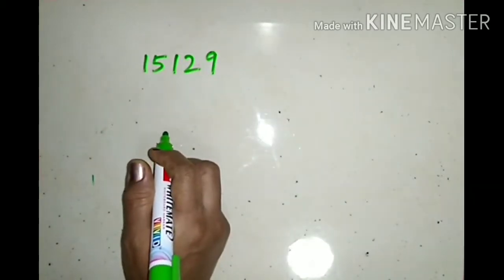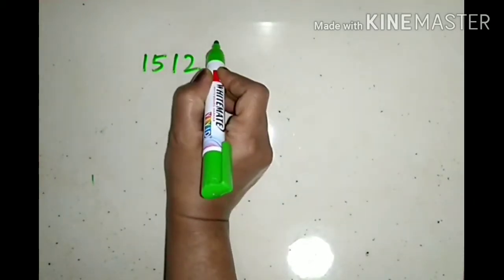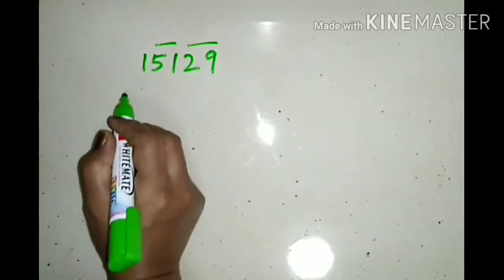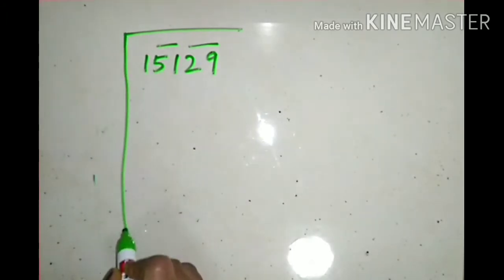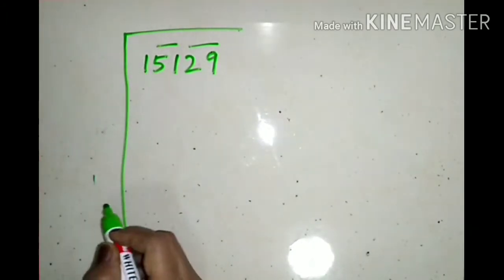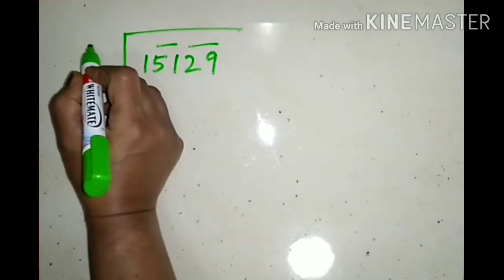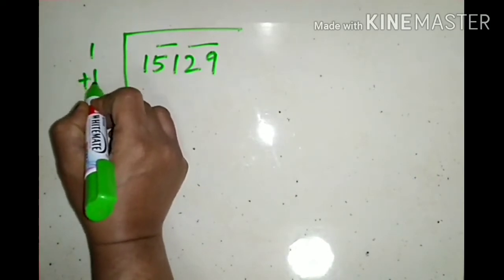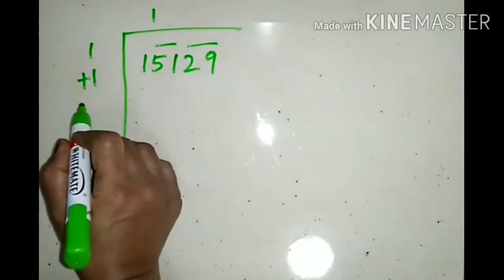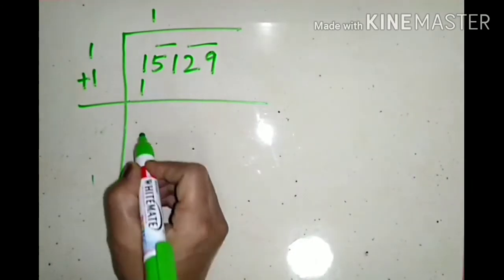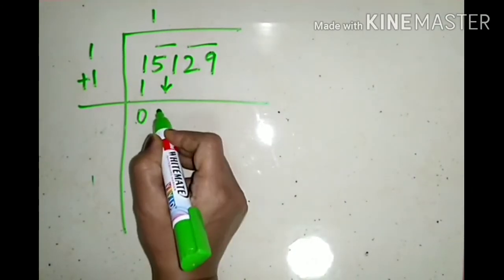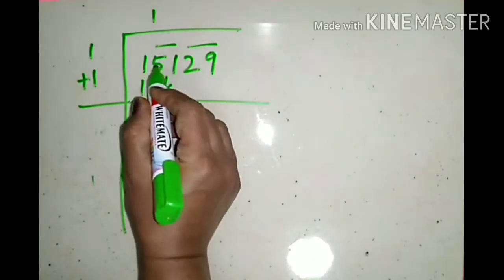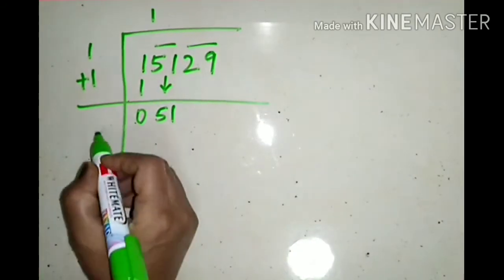Third sum, 15129. We'll make pairs from right to left. 1 is left alone. For 1 we will use 1 ones are 1. 1 plus 1, 1 here. Subtract this, we'll get 0. We will bring this 51 down. We bring down 2 digits at a time.